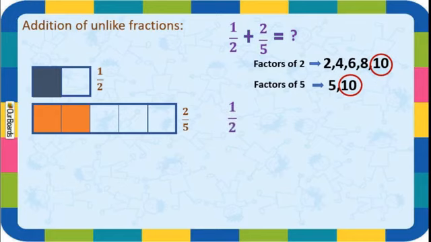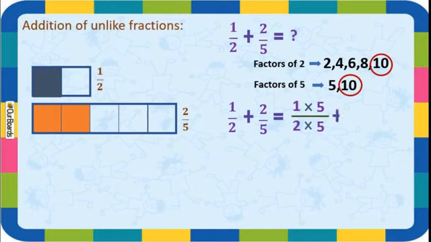Correct? Okay, we will write this 1 upon 2 plus 2 upon 5 is equal to, first we will take 1 upon 2. Okay. Now see, dear students, in the factors of 2, 2 5s are 10, isn't it? So we will multiply both numerator and denominator by 5. Okay. Now plus we will write. Now I will take 2 upon 5. This is the second fraction.